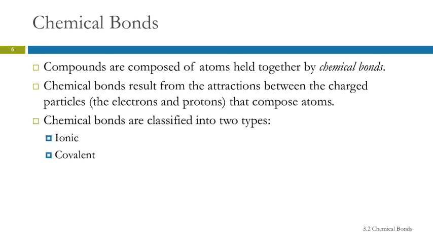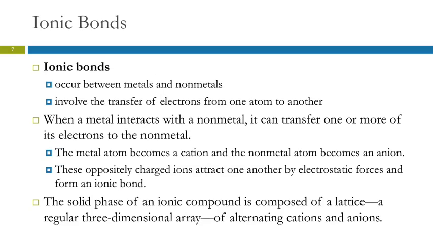So what holds atoms together in compounds? Atoms are held together by chemical bonds, and those chemical bonds arise from attractions between opposite charges. Positive and negative charges are attracted to each other. We can classify chemical bonds into two categories: ionic bonds and covalent bonds.